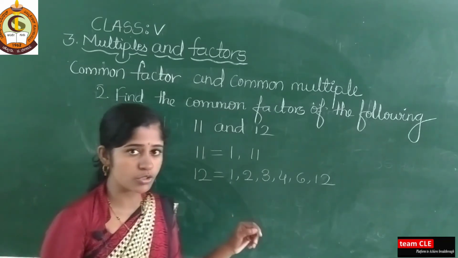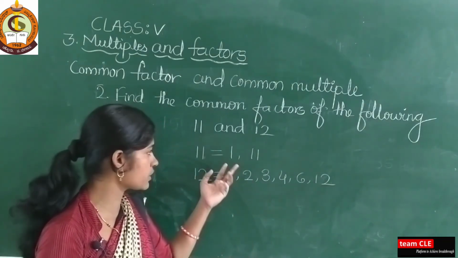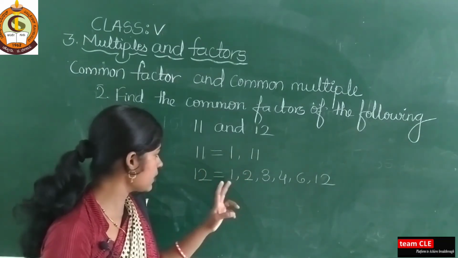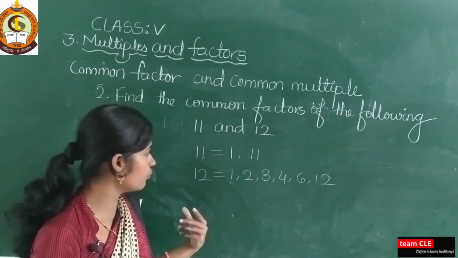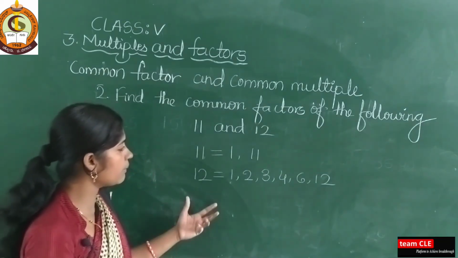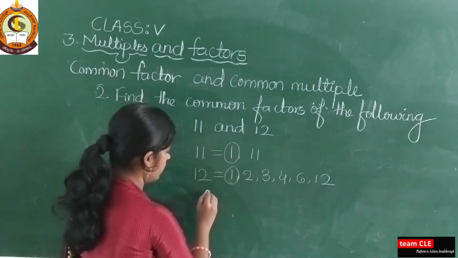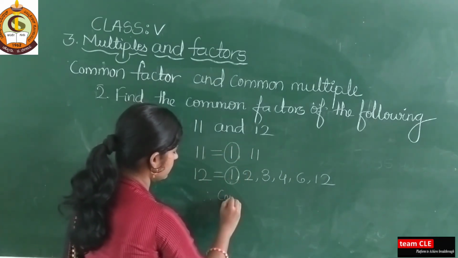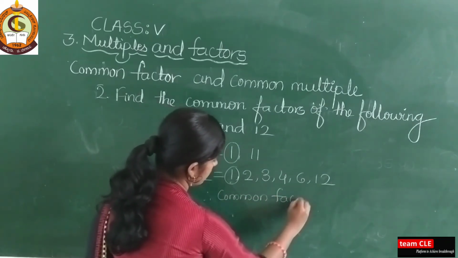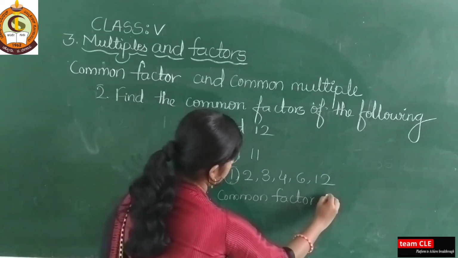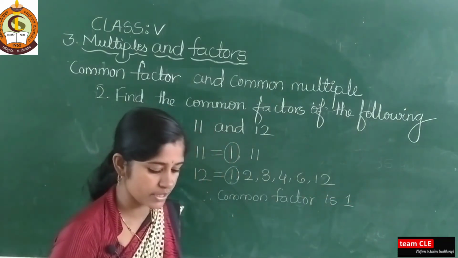Dear students, already I taught about prime numbers and composite numbers. A prime number has only 2 factors and a composite number is a number which has more than 2 factors. So tell me, among these which one is common? Here 1 and 1. Therefore the common factor is 1.